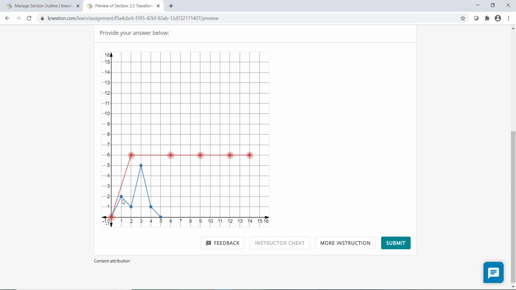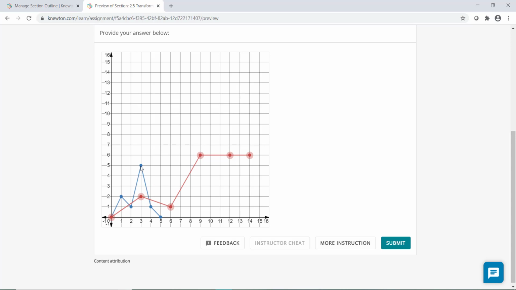My next blue point has the x coordinate of 1. I have to multiply that x by 3. So 1 times 3 gets me 3, and I still keep the y coordinate of 2. My next x coordinate is right here where my mouse is. The x is 2. 2 times 3 gets me 6. I still need to keep the y coordinate of 1.